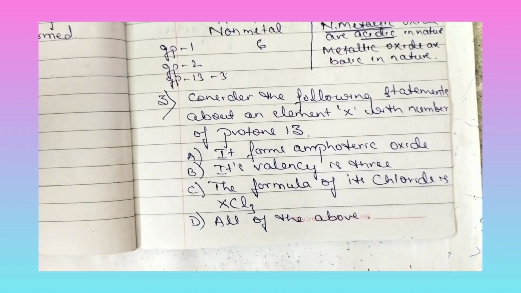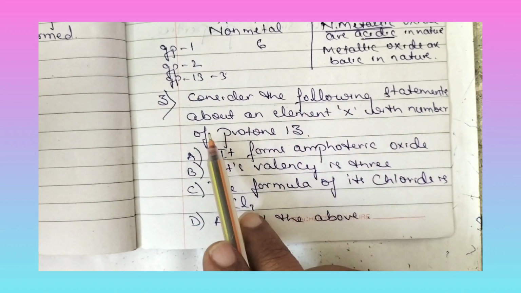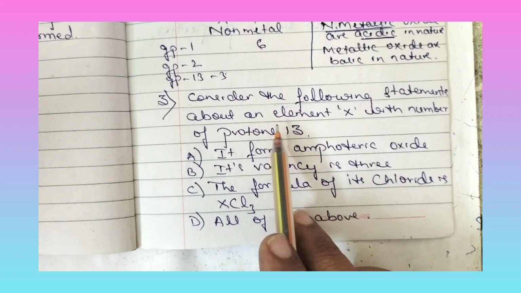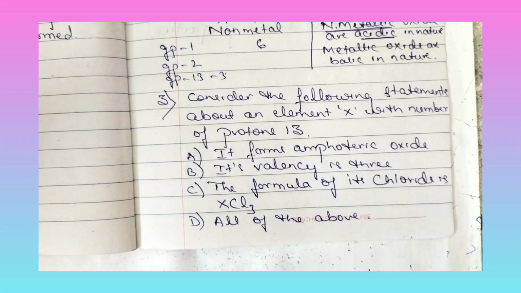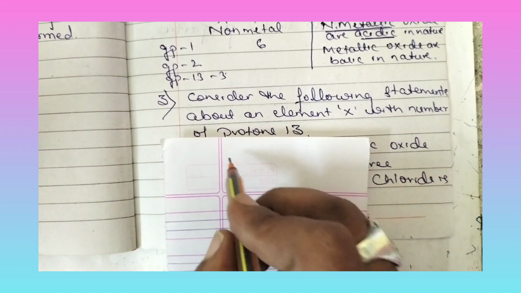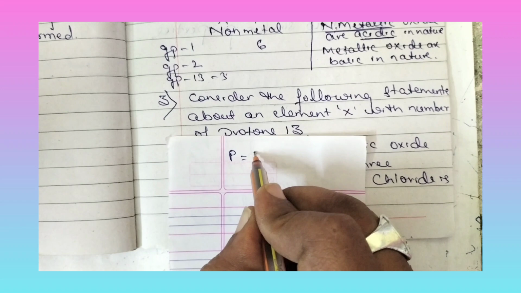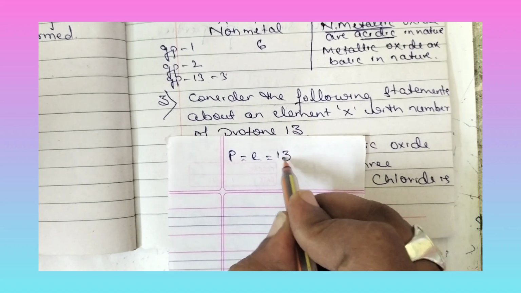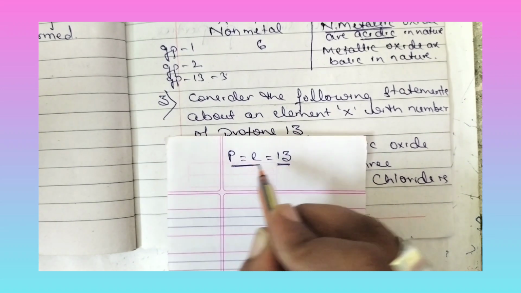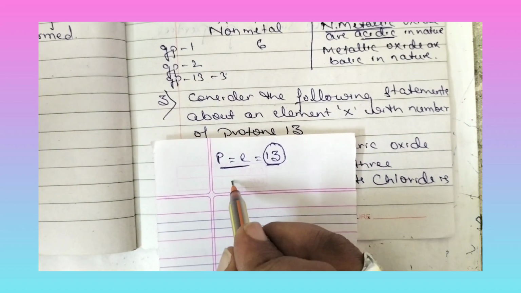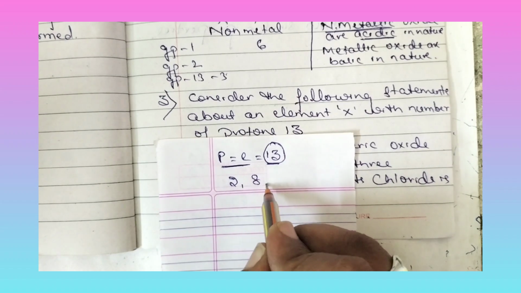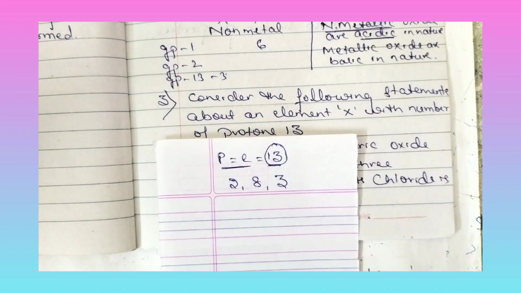Now let us move to question number 3. Consider the following statements about an element X with the number of protons 13. For a neutral atom, the number of protons is equal to the number of electrons. So if the proton number is 13, then electrons also will be 13, for a neutral atom electrons and protons are both equal, therefore the number of electrons is 13. So if I write the configuration, it will be 2, 8, 3.